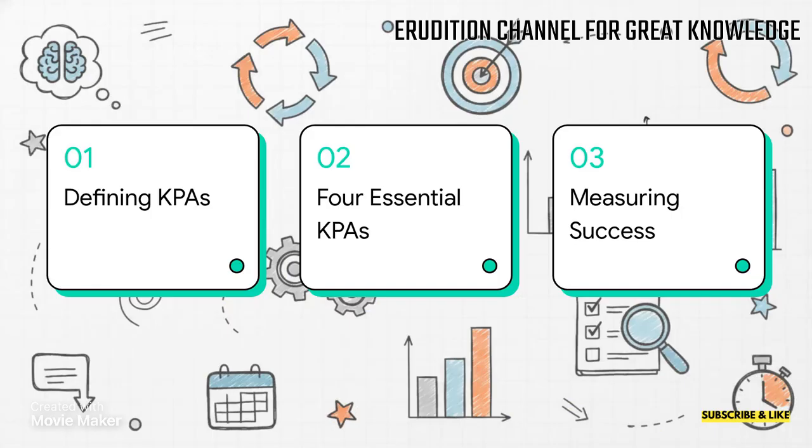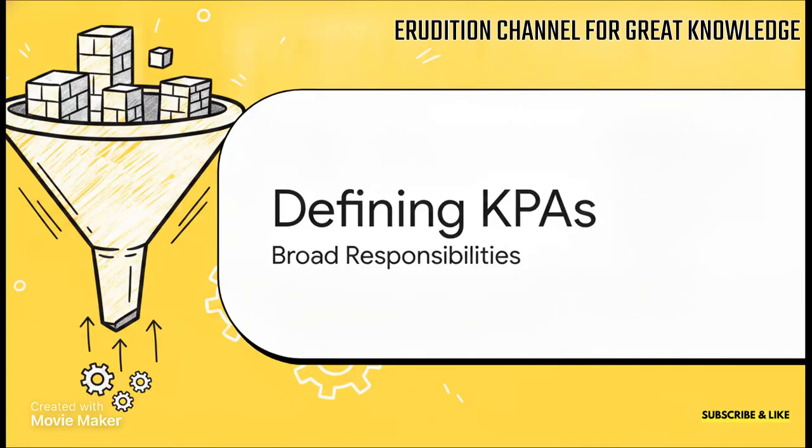To do this, we're taking a funnel approach. First, we'll be defining key performance areas. Second, we'll look at the 4 essential KPAs. And third, we'll zoom in on measuring success with KPIs. All right, Section 1. Defining key performance areas, or those broad responsibilities we all have.